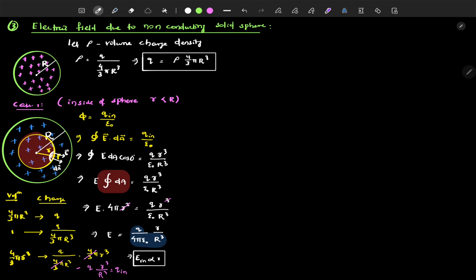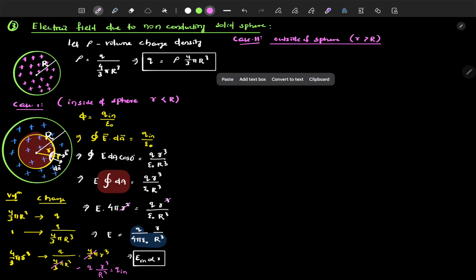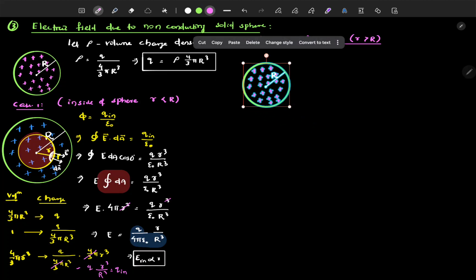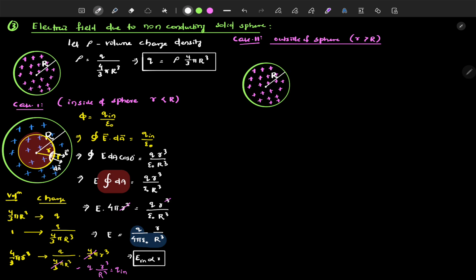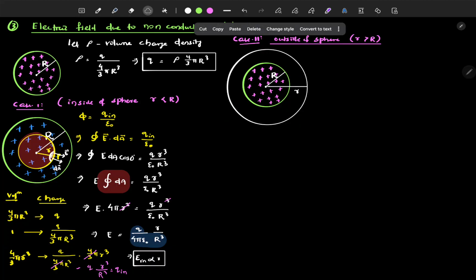Next, come to case number 2: outside of the sphere. It is very simple and the same as the previous one. Outside of sphere means small r is greater than capital R. Let's think this is our solid non-conducting sphere, and at a distance small r, which is greater than capital R, let's think about the Gaussian sphere. This is our Gaussian sphere.